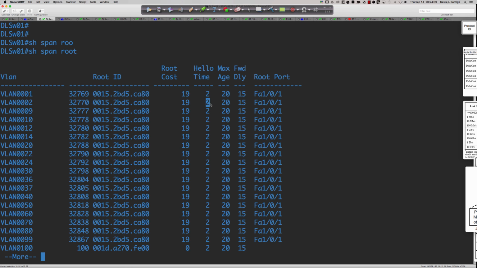The BPDU hello time. Remember, when we talked about spanning tree initially, it's every 2 seconds, and only the root bridge, and I hope I said this earlier. If I didn't, I'm going to say it now. Only the root bridge for the VLAN is sending the BPDUs. Remember, root ports do not forward BPDUs. It's the designated ports. Remember, D, designated, downstream facing. The designated ports are forwarding the BPDUs along.